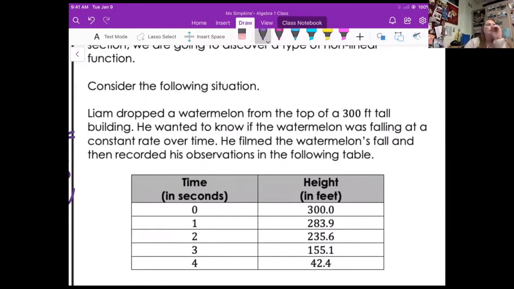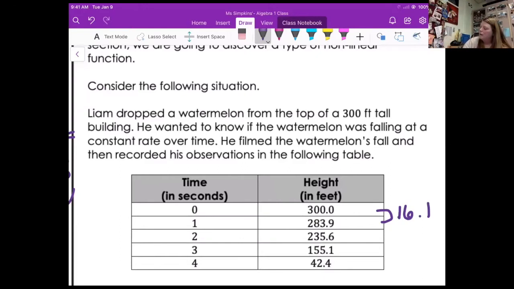So after no time, obviously he's still at the top of the building, which is 300 feet. After 1 second, the watermelon fell, and now the watermelon is at 283.9 feet above the ground. What's the difference? It's 16.1. Yes, good. I didn't ask you to use a calculator, but we'll work through it. So if it were at a constant rate, I would expect all of those differences to be 16.1.